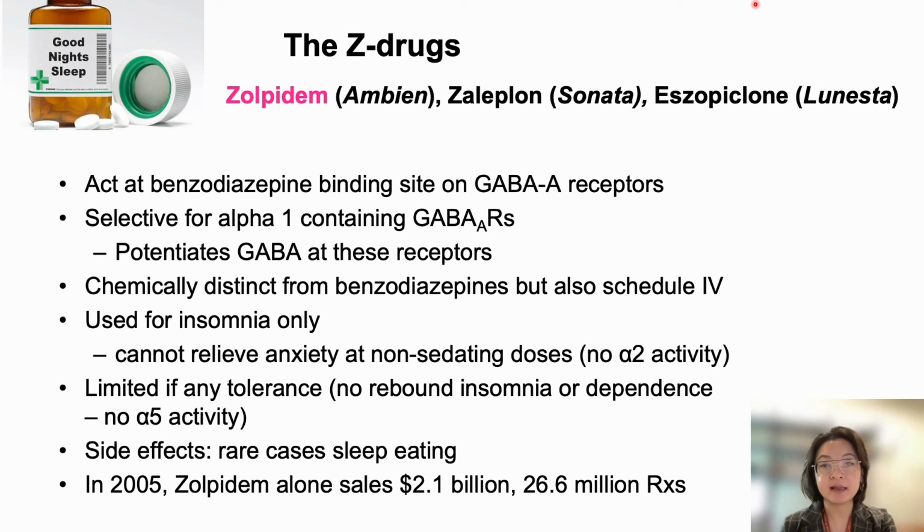There is a rare but highly publicized side effect from these drugs called sleep eating. So sometimes patients taking these drugs will raid the refrigerator without knowing it and then wake up and wonder where all their food went. However, this is a very rare side effect, and as a reminder, in 2005, Zolpidem sales alone topped $2.1 billion. So insomnia treatment is a very lucrative thing for the drug companies, and there were over 26 million prescriptions for Zolpidem written. So overall, this is a very safe and effective drug for insomnia.